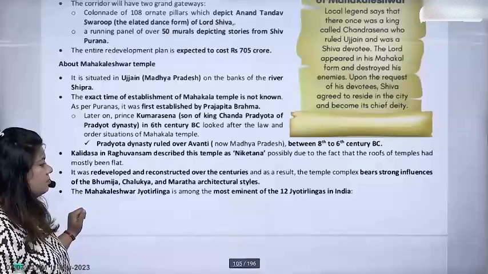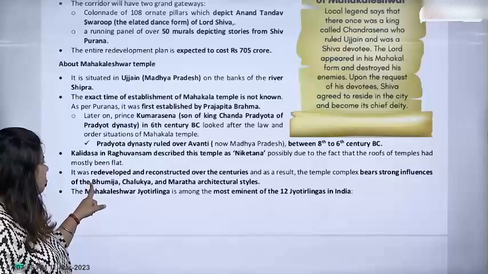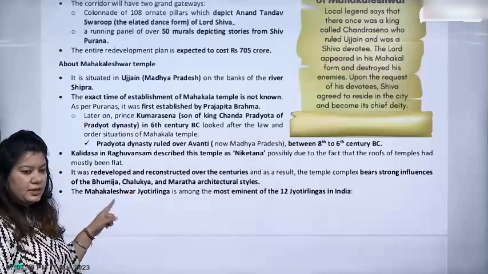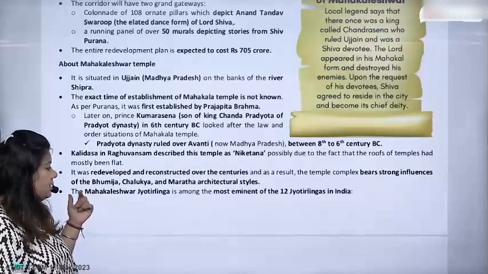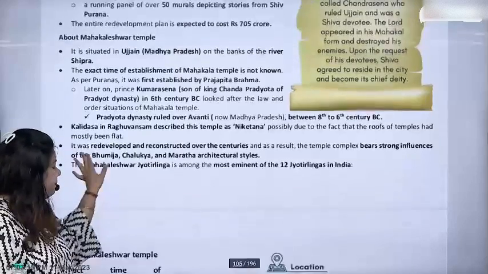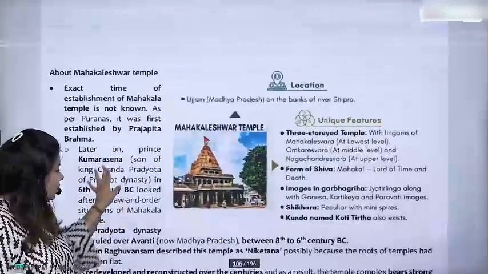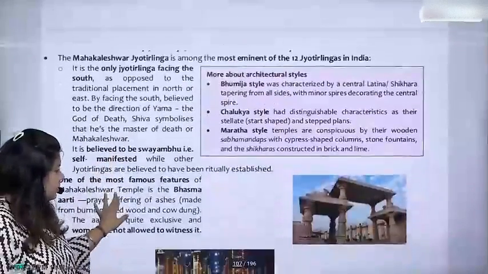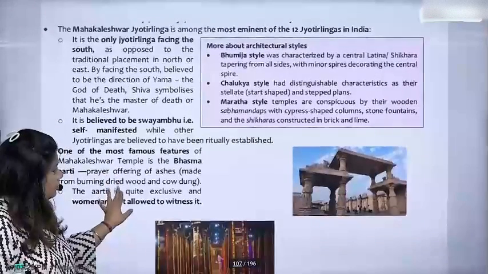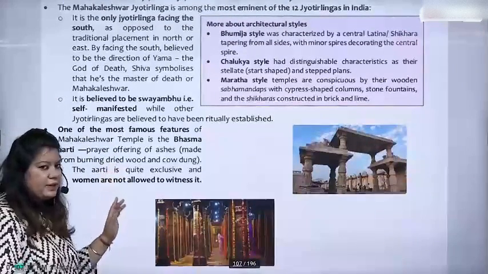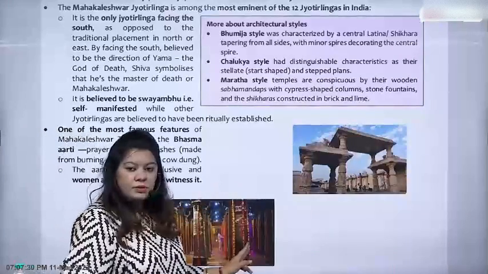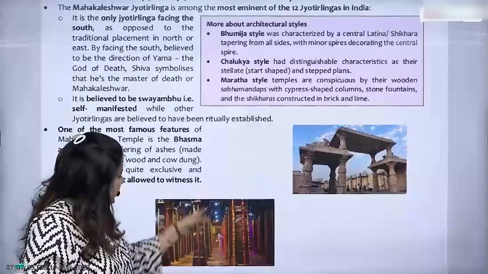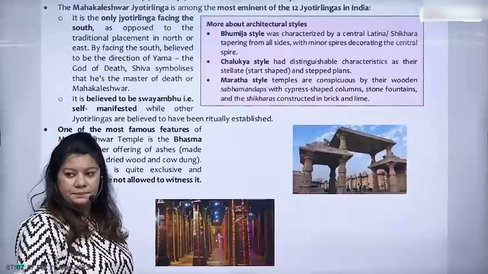What you can also learn is that it was a culmination of Bhumij, Chalukya and Maratha architectural styles. Now you will ask me what is Bhumij and what is Maratha, because Chalukya you all know. So I'll just show you through a picture what is Bhumij style. It's there in your handout also. Let's do this activity. There are two images. Read Bhumij and read Maratha and tell me which one is Bhumij and which one is Maratha style.